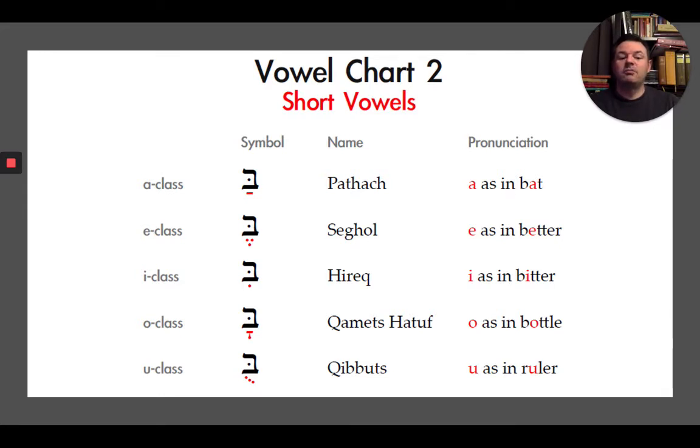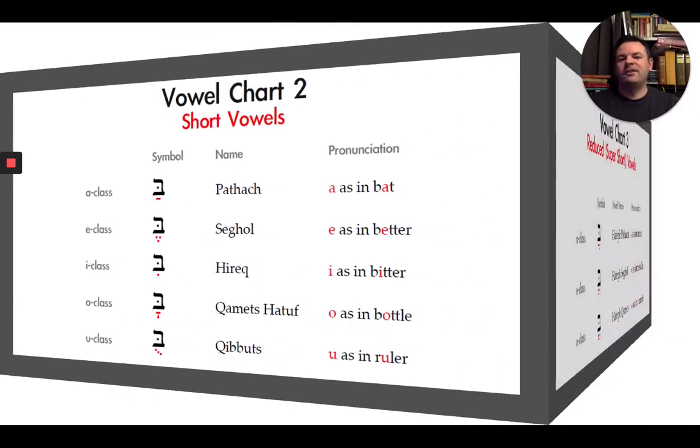The next one is the kibbutz, and it's like ru in ruler, so this is bu. So it's a U sound. Again, all of these are short. They don't have accentuated, really long sounds in them.